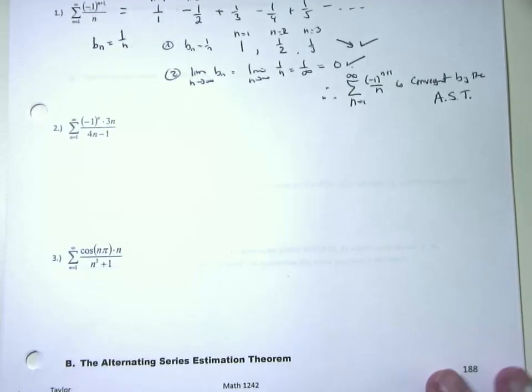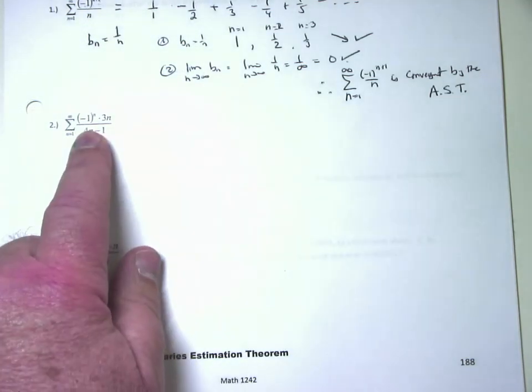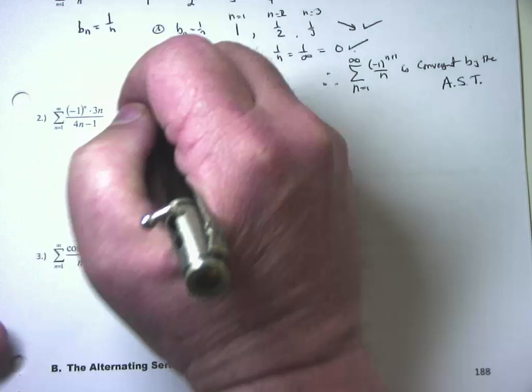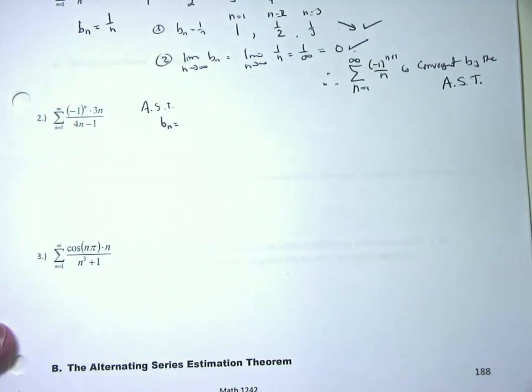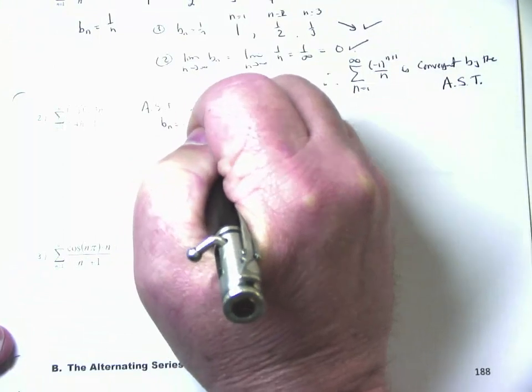So let's take a look at this next guy. What kind of series is it? It's the sum as n goes from 1 to infinity of (-1)^n times 3n divided by 4n minus 1. It is an alternating series, a special case, so we're going to use the alternating series test. You first analyze the bn part, the sequence part of your series without the alternation, which is 3n divided by 4n minus 1.